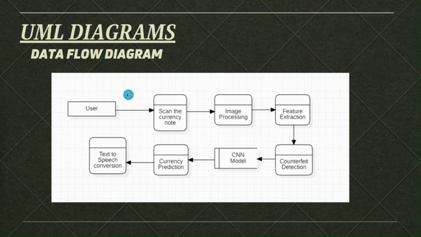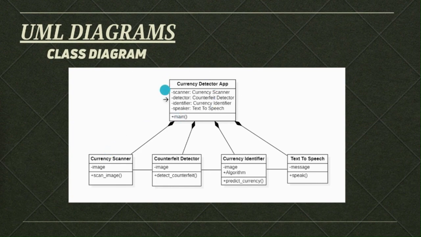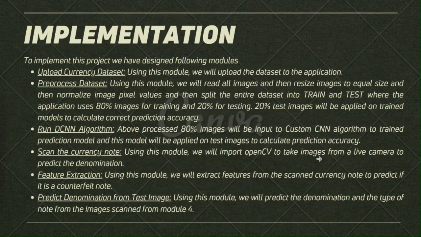Coming to data flow diagram, it also shows the flow of the system. The user scans the note, and the image is processed, features are extracted, counterfeit detection, then CNN model, currency prediction, and text to speech conversion. Class diagram. It shows the various classes or modules used by us to develop this project. So the main module is currency detector app, which in turn uses different classes like currency scanner, counterfeit detector, currency identifier, and text to speech modules.